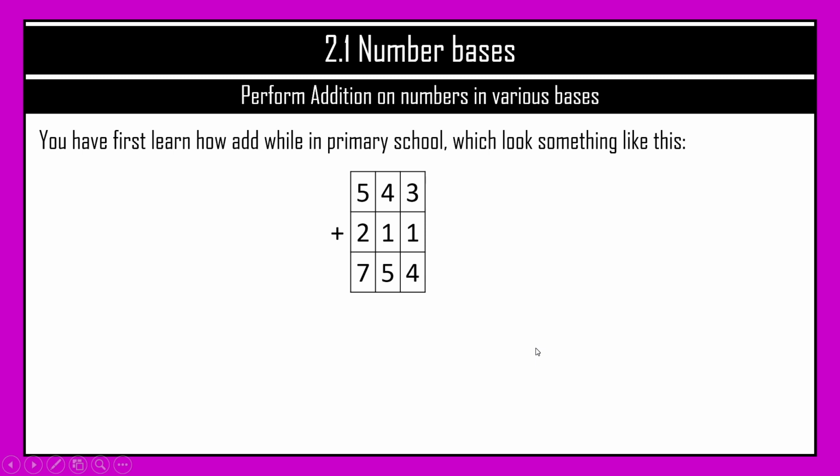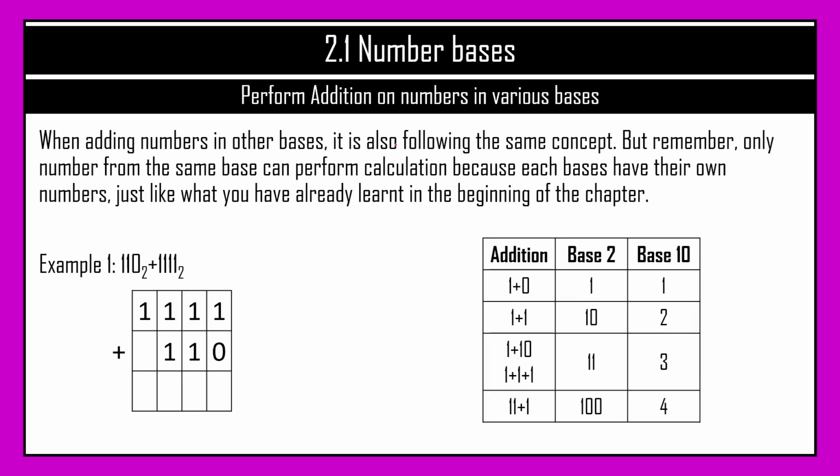In primary school, we already learned how to add in a vertical manner. For example, I have 543 plus 211. When we do a vertical addition, 3 plus 1 we get 4, 4 plus 1 we get 5, and 5 plus 2 we get 7. In a similar manner, we do the same concept for numbers in other bases. Remember, when we do any addition, we must do it in numbers of the same base, because each base has its own set of numbers.